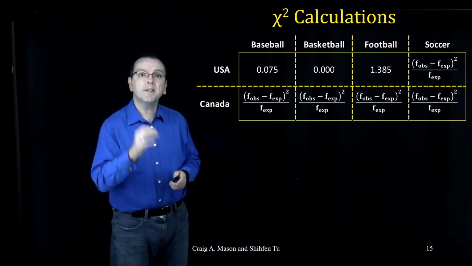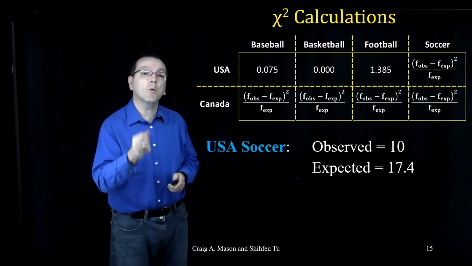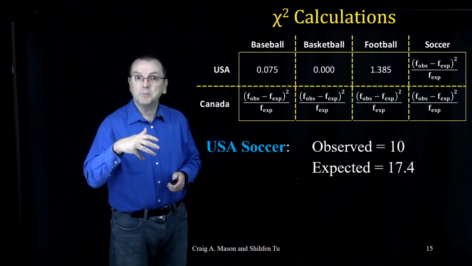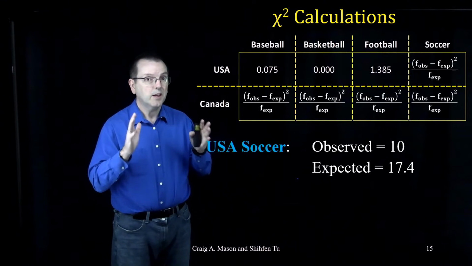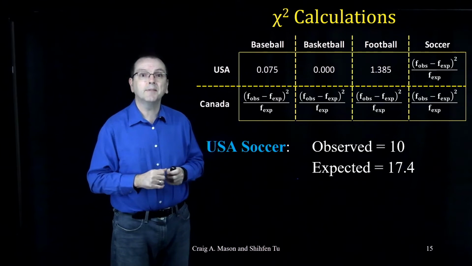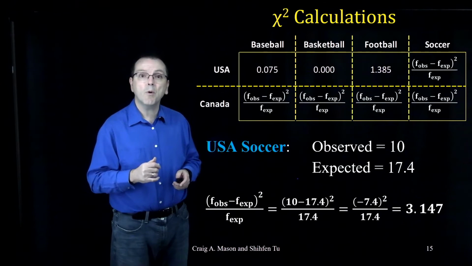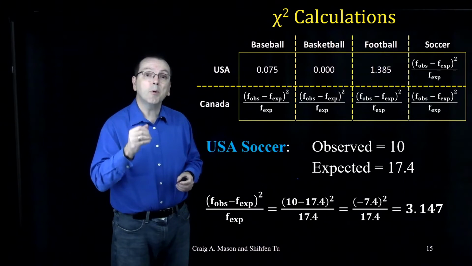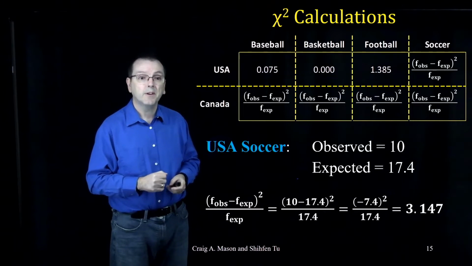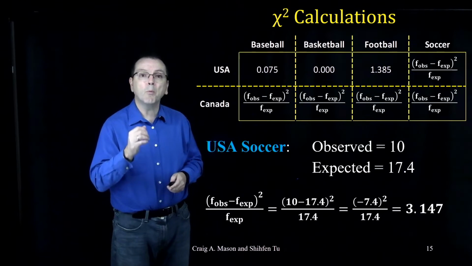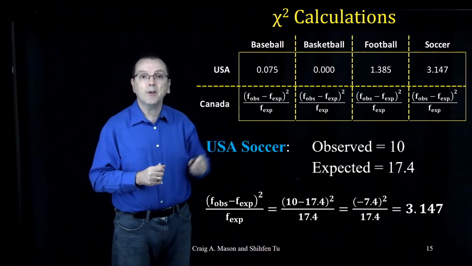And we'll keep moving on to the final box for the USA group, those in the US whose favorite sport is soccer. We observed 10 people and we expected 17.4 if sports and nationality are independent. So the value for that cell is 10 minus 17.4, or negative 7.4 squared and divided by 17.4. That works out to 3.147. And we'll put that up in the value for its cell.